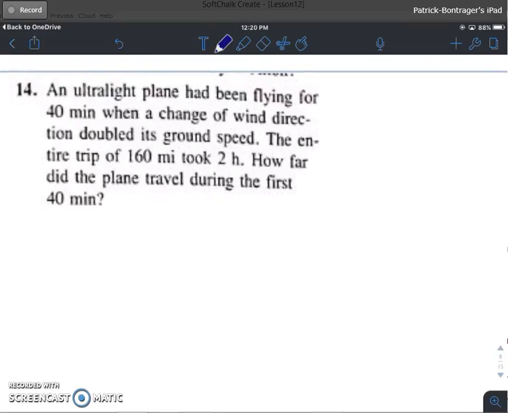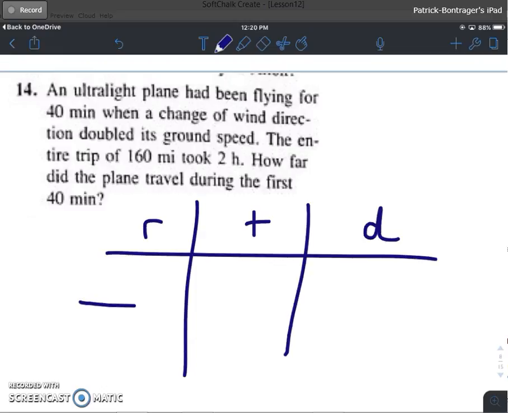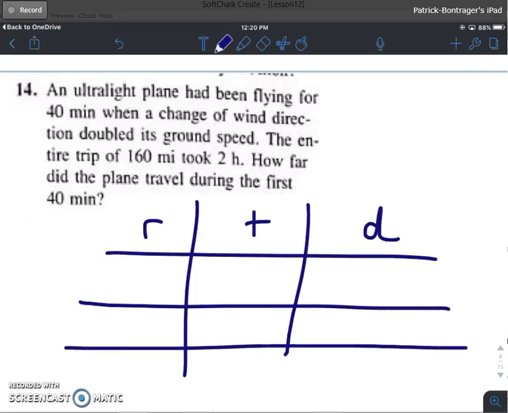All right, an ultralight plane has been flying for 70 minutes when a changing wind direction doubles its ground speed. The entire trip of 160 miles took 2 hours. How far did the plane travel during the first 40 minutes? Okay, so we have a plane. We're going to have rate times time equals distance. Our two categories are going to be, I'm going to call it, faster and slower.